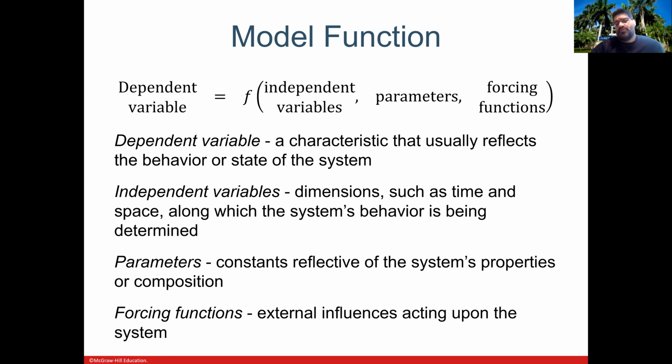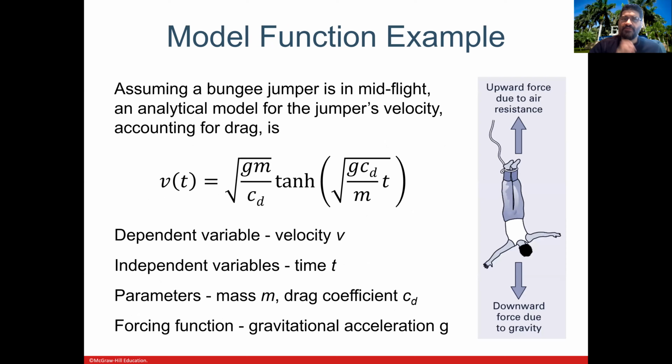And parameters usually are constants, reflective of the system properties or composition. And a forcing function is an external influence acting upon the system. So to give you an example for a model function, a bungee jumper in mid-flight. If you're talking about the velocity as a function of time, you will come up with this equation.